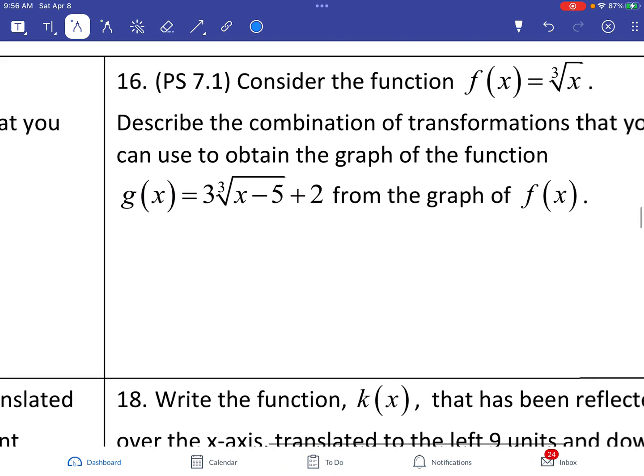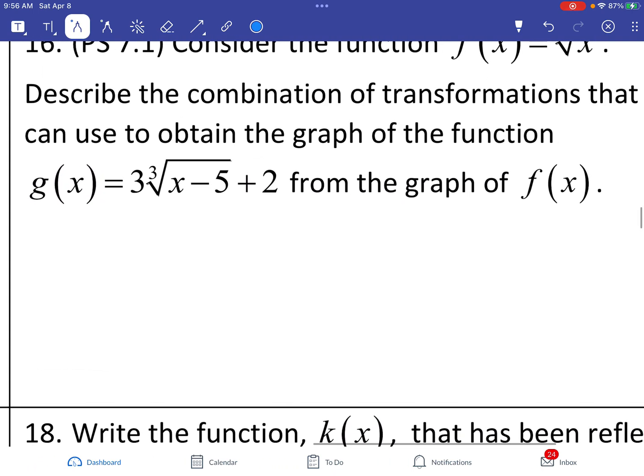Okay, next one. This particular function has 3 transformations, 1, 2, and 3. The first, because you're multiplying by a number greater than 1, you have a vertical stretch by 3.